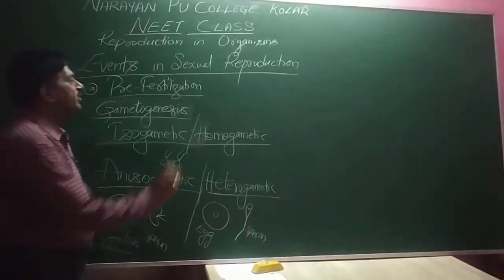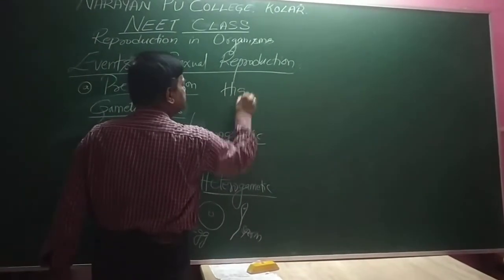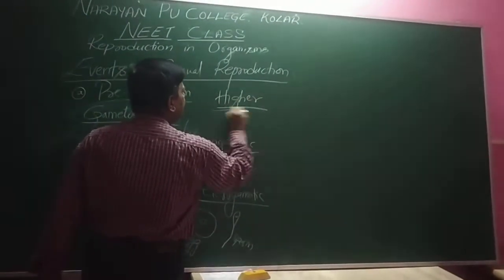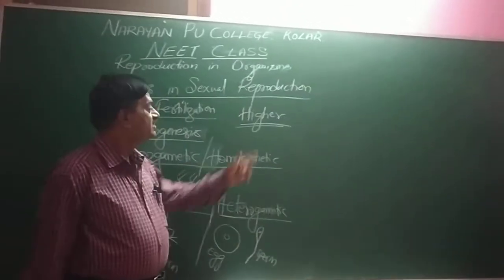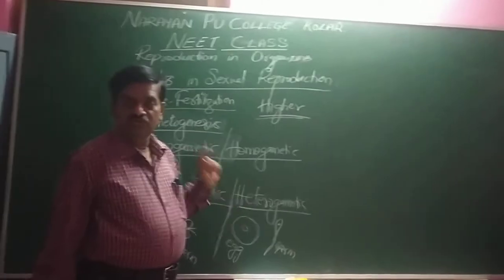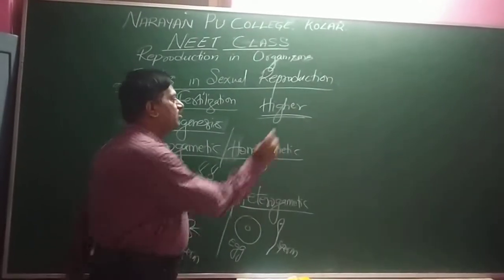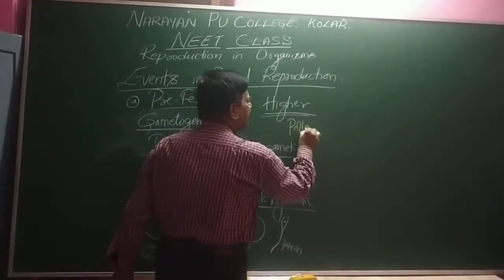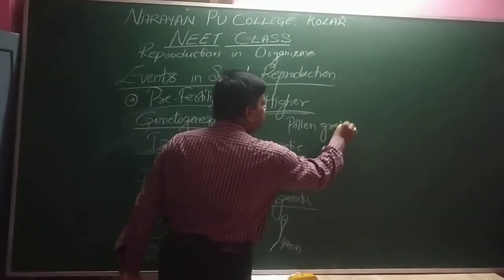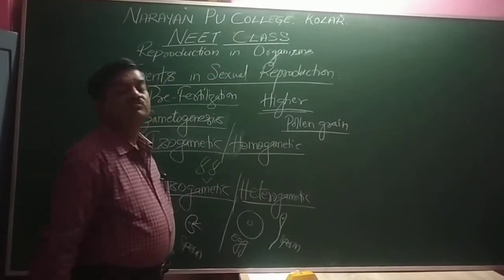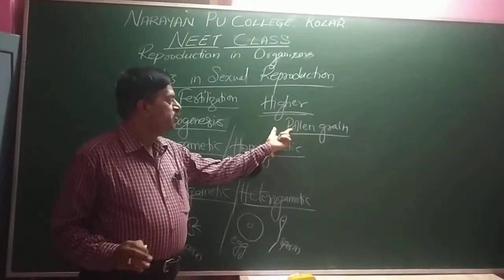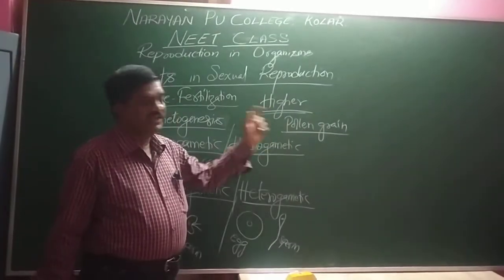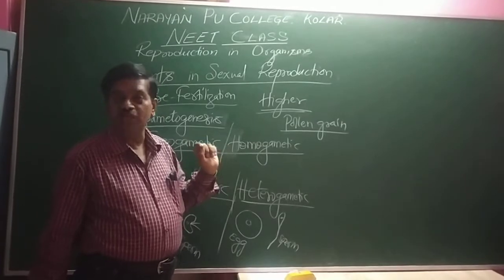Whereas when we go for higher organisms, like higher plants and higher animals, in higher plants the male gametes are always called pollen grains. The androecium, the stamens, produce pollen grains. So pollen grains are also called male gametes.